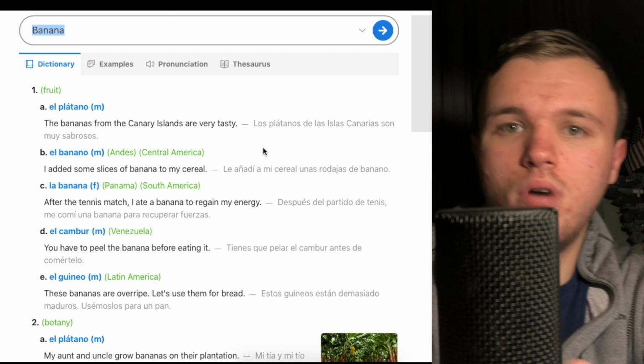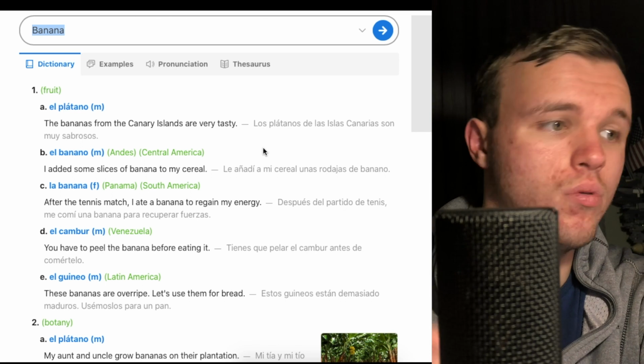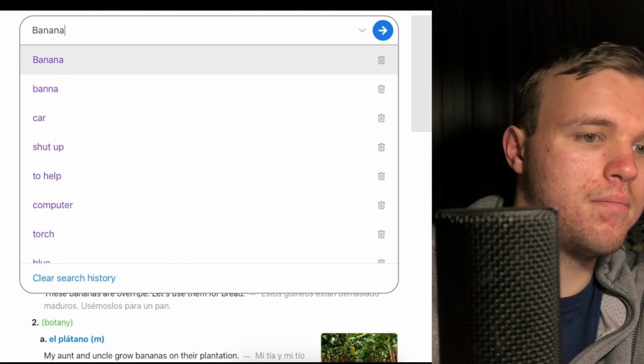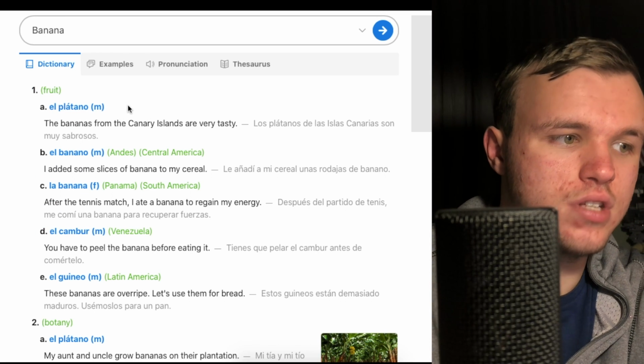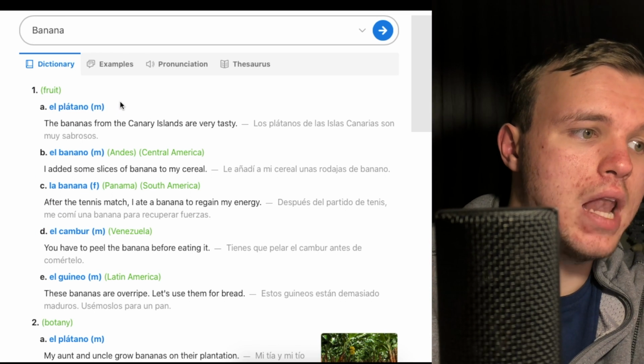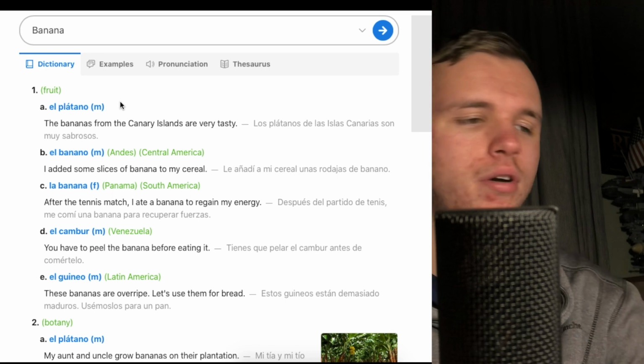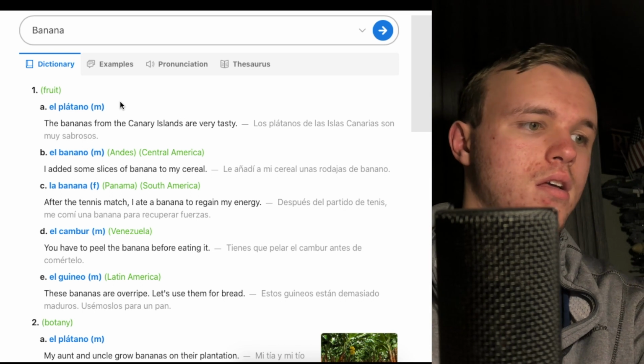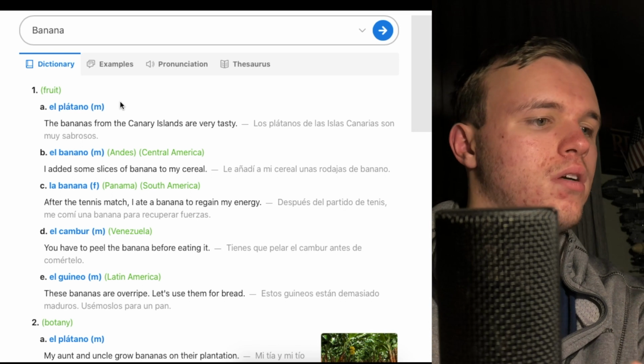All right, so this is one where it can be very different depending on where you are. This is the word banana, the yellow fruit. Everyone will understand, I guess, el plátano. I don't know my food very well in Spanish. I really need to learn that. But el plátano, everyone will understand what you're saying. So I guess that's the one to learn if you want to make sure everyone knows.